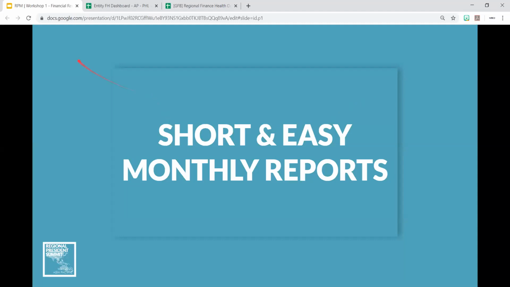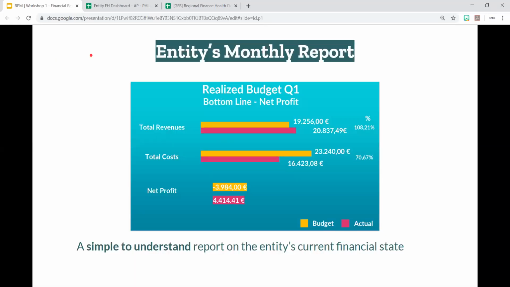So first part, to make it easier for you guys, I'm going to show you a short and easy monthly report. If you want, you can do monthly reports in this type, an entity monthly report or MC report or LC report. This type of report is more just a comparison of revenues and costs in terms of budget execution. You can compare the total revenues and the total cost, budget and actual, and then the net profit. So this is just a simple income statement in terms of totals.